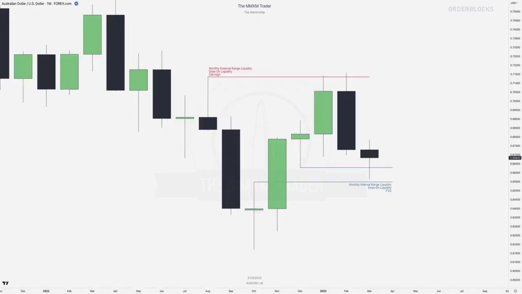Another example on the Australian dollar, US dollar monthly chart. Again, external range liquidity, right? Monthly external range liquidity. So we raid these buy stops up here. So what do we do after external range? We go to internal range, right? We see this monthly fair value gap down here, being the draw on liquidity.